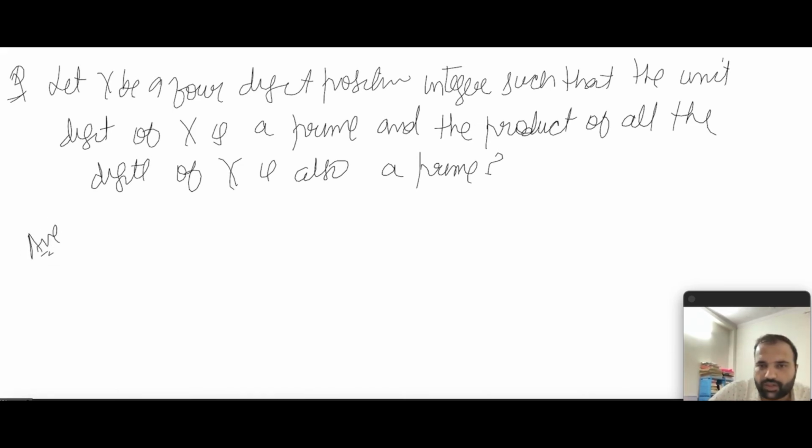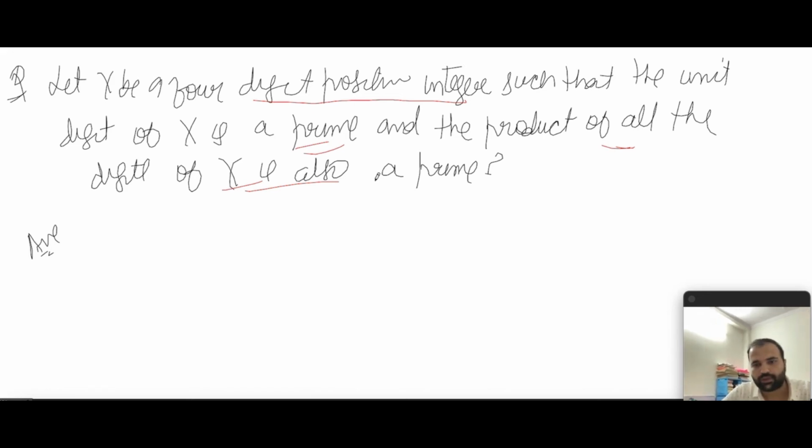Now, once again, let's read the question. X is a 4-digit positive integer such that the unit digit of x is a prime and the product of all the digits of x is also a prime. So by reading this, the question might look difficult, but it's not difficult at all. You just need to stick to the basics. You know the characteristics of a prime: if it's a prime number, its factors are either 1 or the number itself.